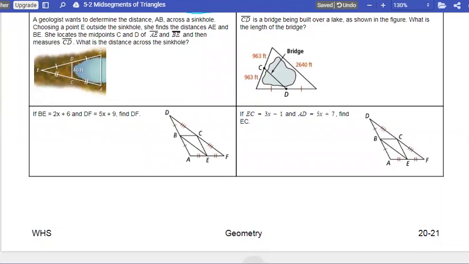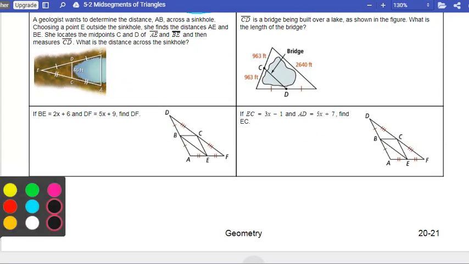All right, this next one says, a geologist wants to determine the distance AB across a sinkhole. Choose a point E outside the sinkhole. She finds the distance AE and BE. She locates the midpoint CD of AE and BE and then measures CD. What is the distance across the sinkhole? If you look at this picture here, we are trying to find this piece right here that I have in blue. That's what we're trying to find.